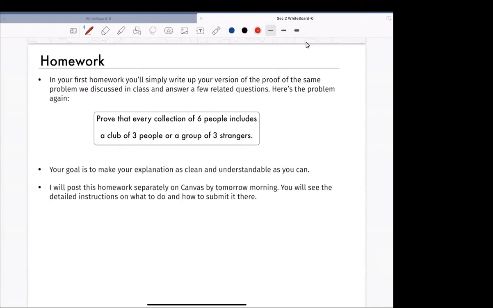Because we have a holiday next Monday, we're missing one class. We have a class on Friday, and then we'll have no class on Monday. So please start working on it now. I'll post it tomorrow on Canvas, and you will see the due dates and everything else on Canvas. Okay, make sense? Sounds good. Thank you.